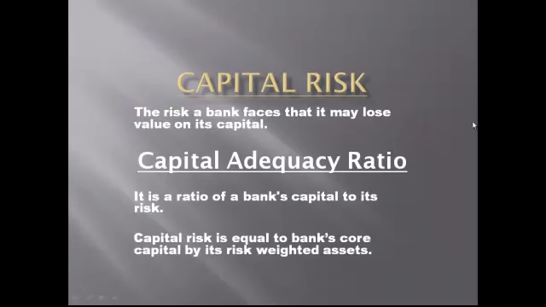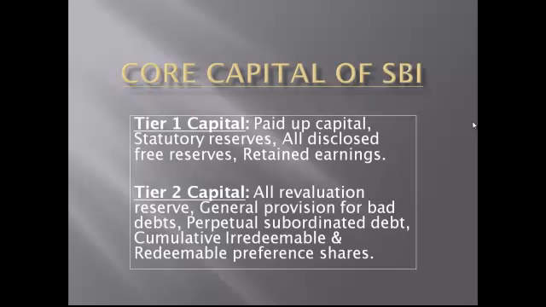Now let's see what is capital risk. Capital risk is a risk that a bank faces on losing of value of its capital. Now let's see what's a capital adequacy ratio. It is a ratio of a bank's capital to its risk, and capital risk is equal to bank's core capital by its risk-weighted assets.